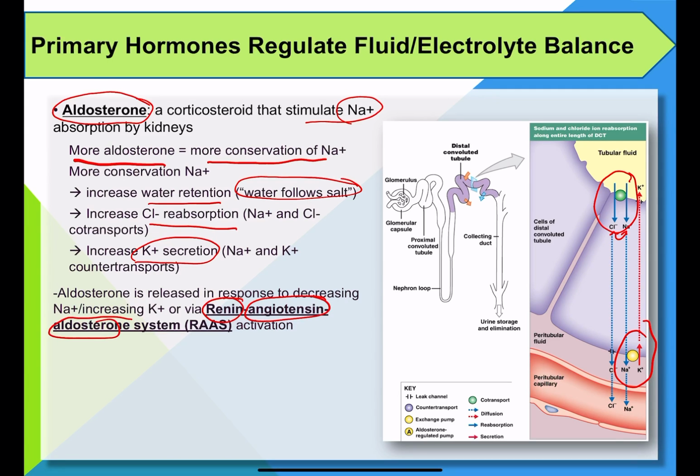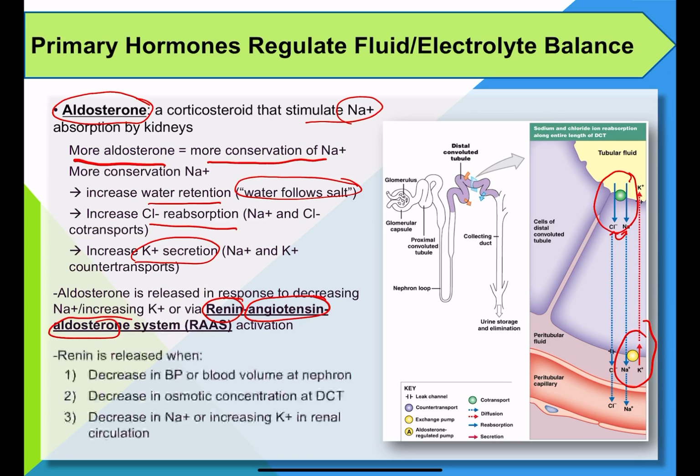Okay, so renin is released when you have these three different types of situation: a decrease in your blood pressure or blood volume at the nephron, because remember, renin stimulates aldosterone, which stimulates sodium reabsorption. Sodium reabsorption also means water retention. Okay, water retention means increase in blood volume and increase in blood pressure. So that's why when you have decreasing blood pressure, blood volume, renin will be released.